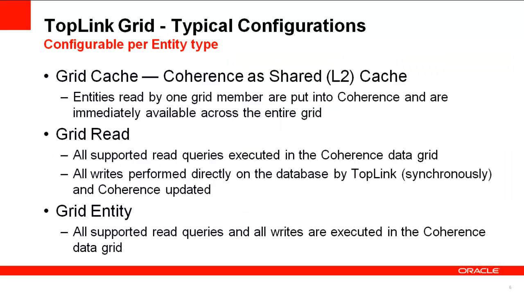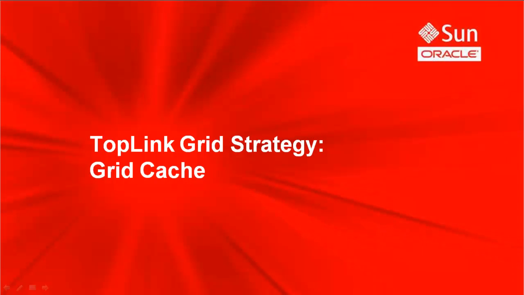TopLink Grid has three modes of operation that can be configured per entity type. The first is called Grid Cache, which is a simple replacement using Coherence as the Level 2 cache in TopLink. With Grid Read, we go a step further by translating queries into Coherence filters, which are executed on the grid, thereby leveraging Coherence's very fast parallel queries. Finally, with Grid Entity, we support both reads and writes directly to the grid. This allows us to batch small updates and writes to the database in larger transactions. Let's take a closer look at each one of these strategies. First, we'll take a look at the Grid Cache strategy.